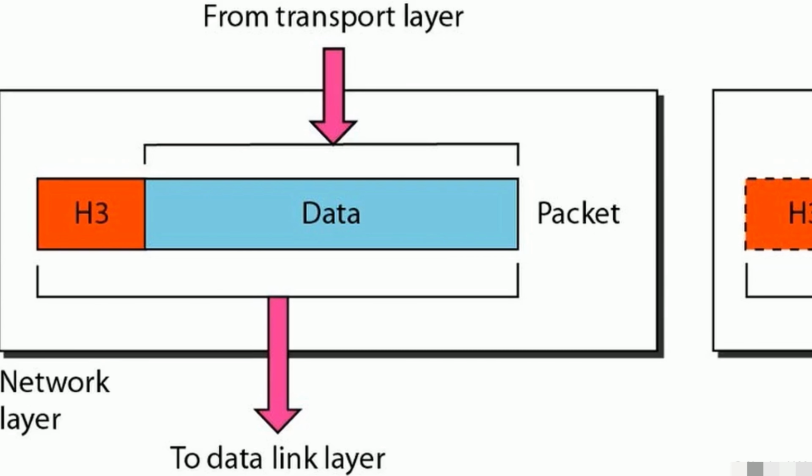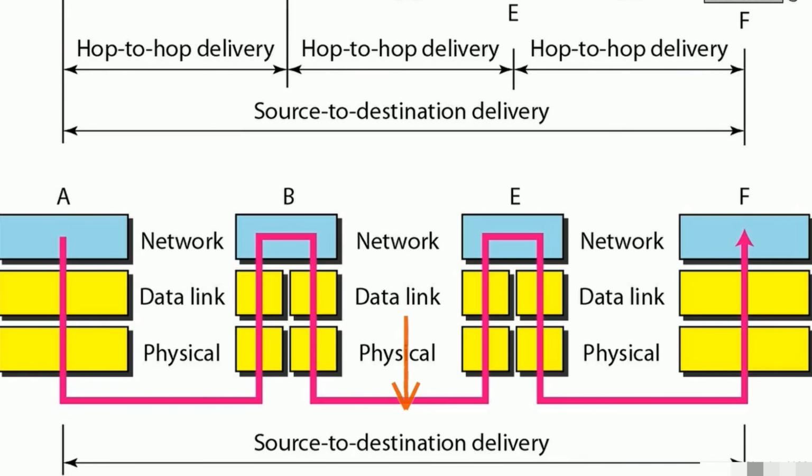As this schematic outlines, the network layer takes the data it receives and wraps it in a new package called a packet. This adds an H3 header containing the precise logical addresses needed for the entire journey. This highlights the network layer's defining job, source to destination delivery. It maps the overarching route from the initial source to the final target device.